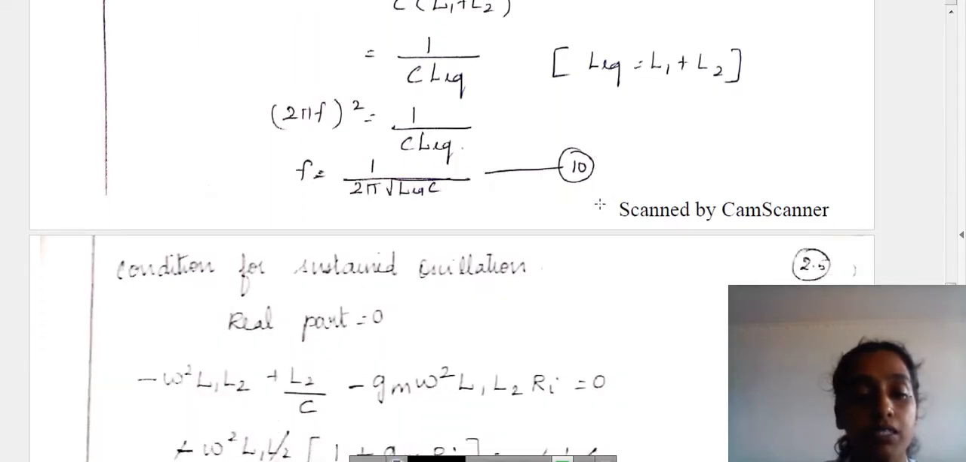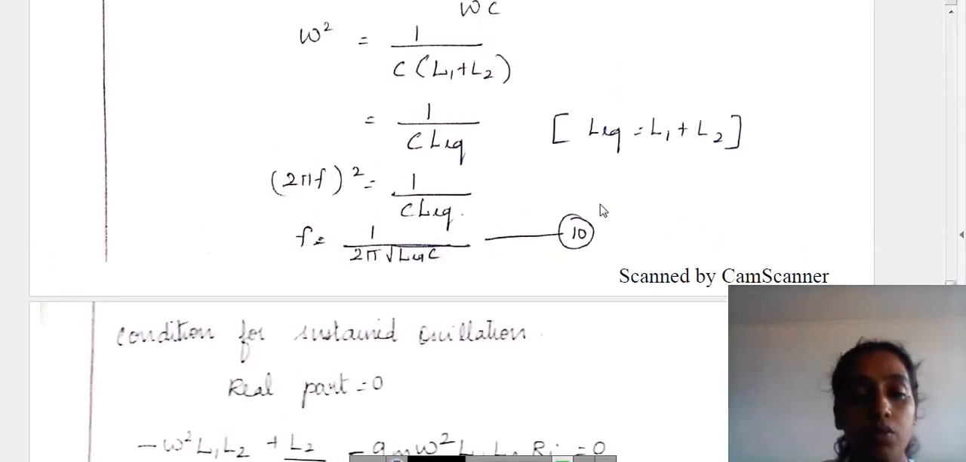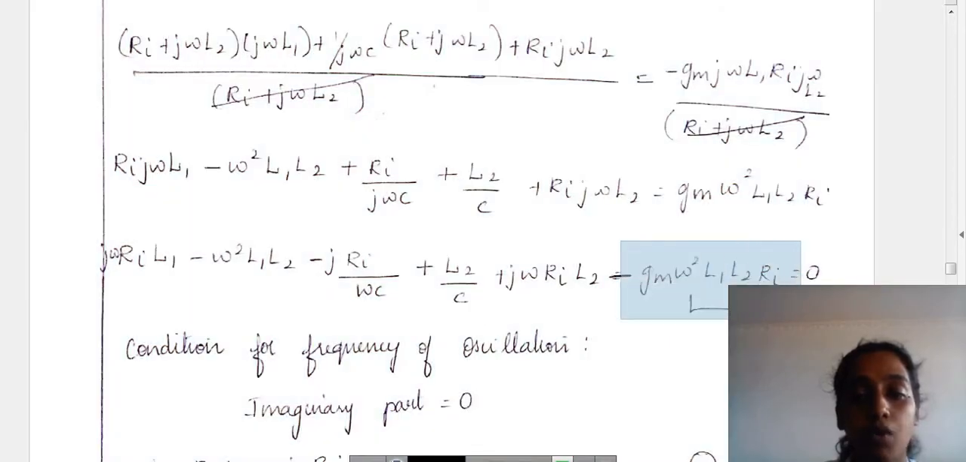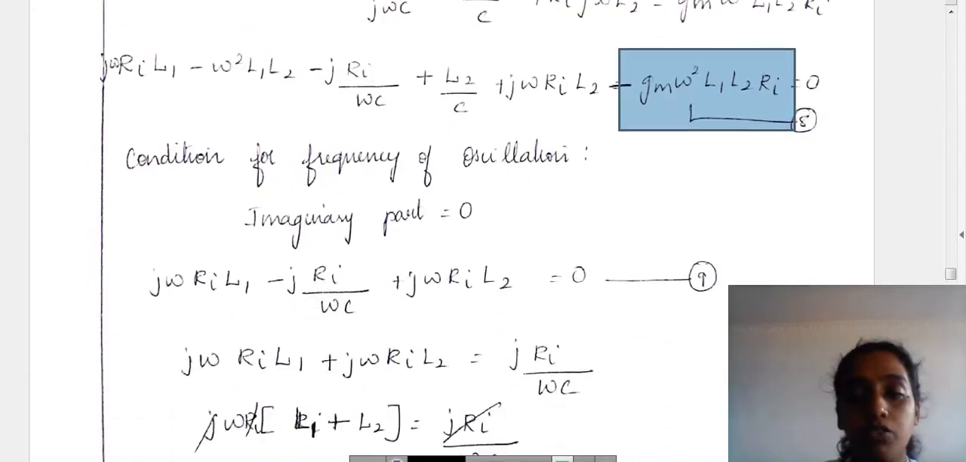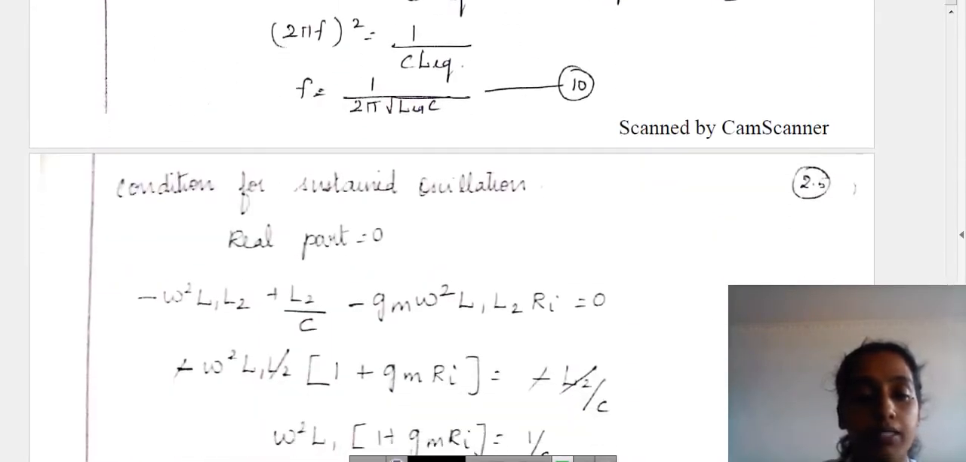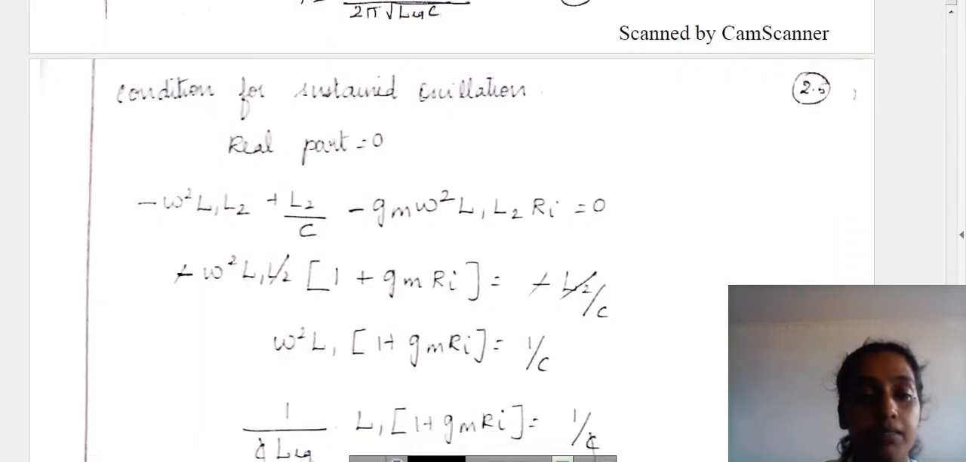Condition for sustained oscillation. So here we make the real part equal to 0. So what is the real part? We have minus omega square L1 L2 plus L2 by C, and here we have minus Gm omega square L1 L2 into Ri. So consider only the real part.